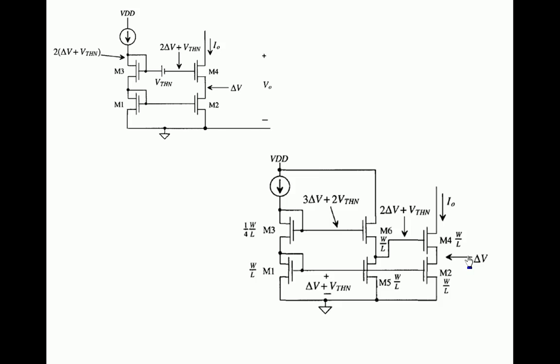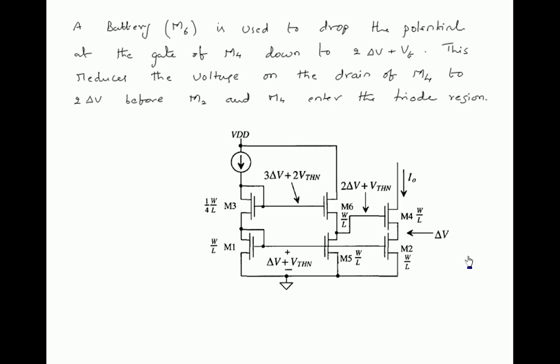All this is possible only because the M3 transistor has been resized to 1 quarter of the other transistor widths. If this has not been done, the V0 minimum cannot be achieved as 2 delta V. So the transistor M6 is going to be acting as a battery. M6 is used to drop the potential at the gate of M4 down to 2 delta V plus VT. This reduces the voltage on the drain of M4 to 2 delta V, because otherwise M2 and M4 enter the triode region.